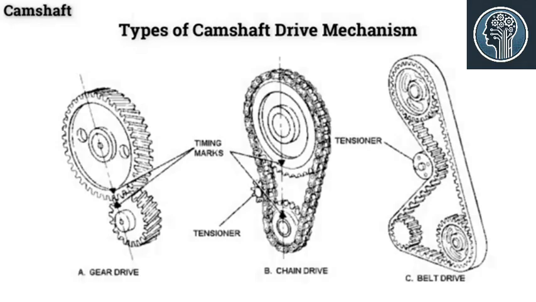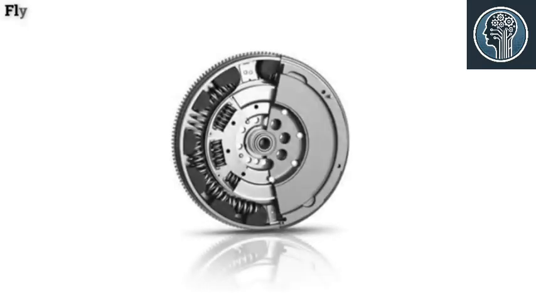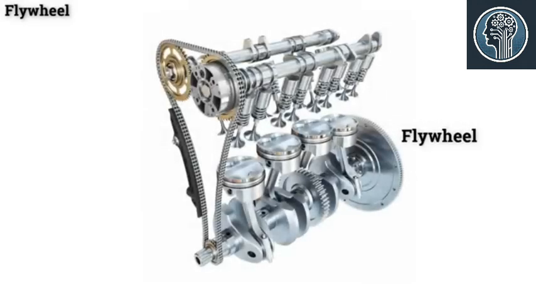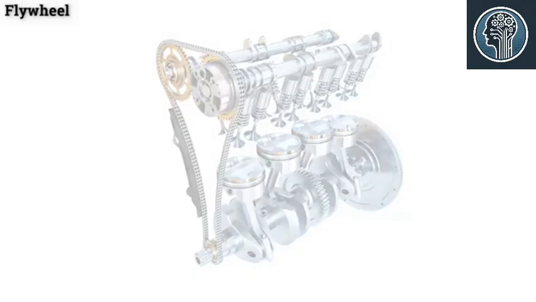There are 3 types of camshaft drive mechanism. They are gear drive, chain drive, and belt drive. Flywheel. The flywheel is used in the transmission system of a vehicle. A flywheel is a heavy steel wheel attached to the rear end of the crankshaft. The size of the flywheel depends upon the number of cylinders and the construction of the engine. The inertia of the flywheel tends to keep the crankshaft running at a constant speed.